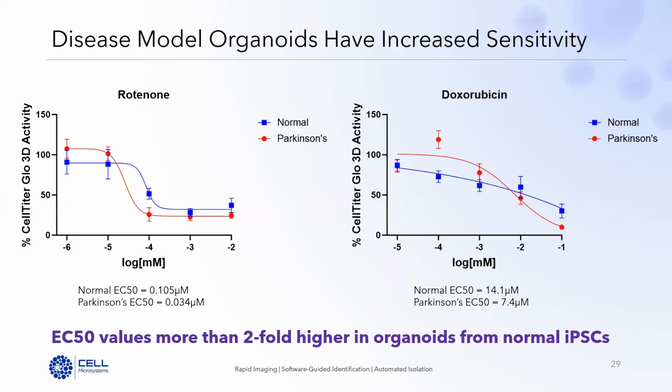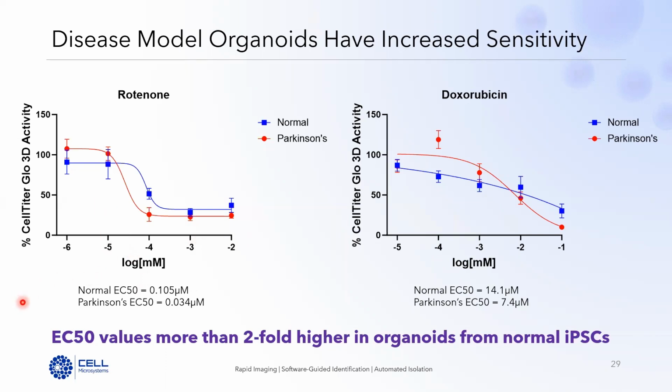Here you can see we have our dose curves for both of those toxicants. In the blue lines, you're looking at our normal iPSC-derived organoids, and in red, we have those Parkinson's organoids. And you can see here that in both of these dose curves, we get this right shift of the normal organoids, indicating that we have increased sensitivity or a cell viability difference in our diseased organoids.